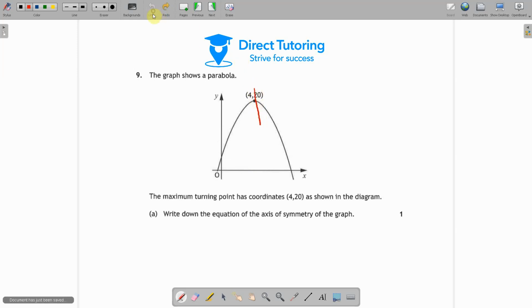I'll draw a dotted line. So, that would be your axis of symmetry. Now, what is the x value? The x value would have to be 4. So your axis of symmetry is x equals 4. A nice and straightforward, easy one, Mark.